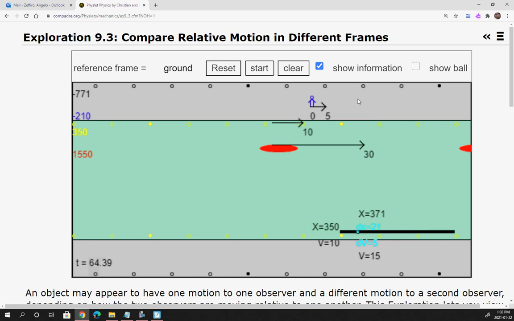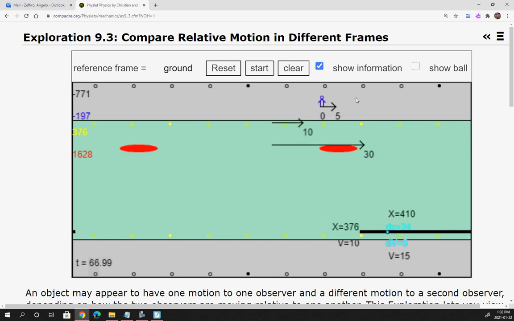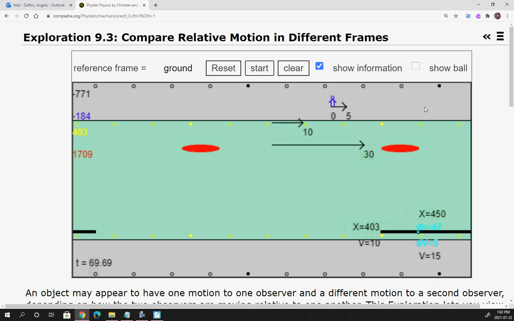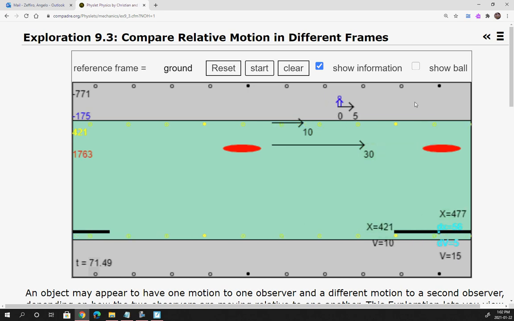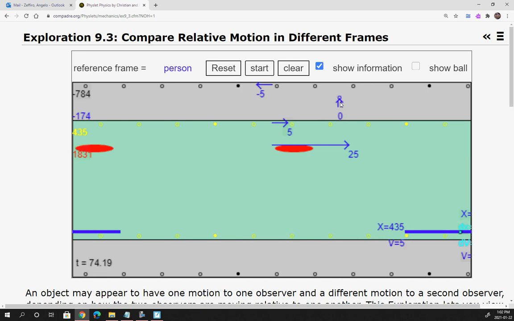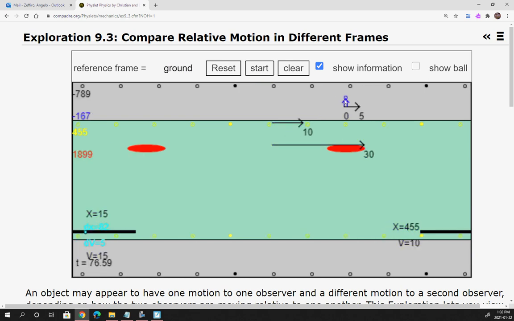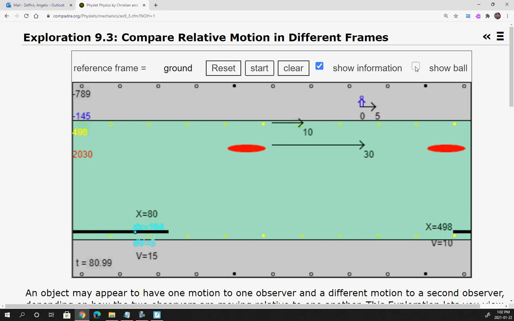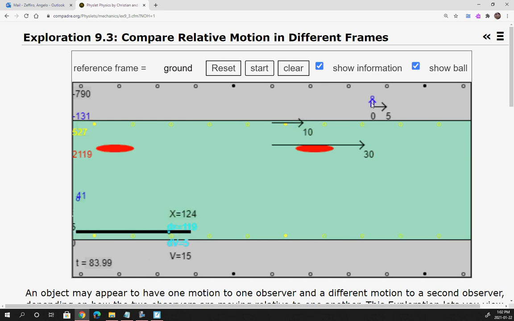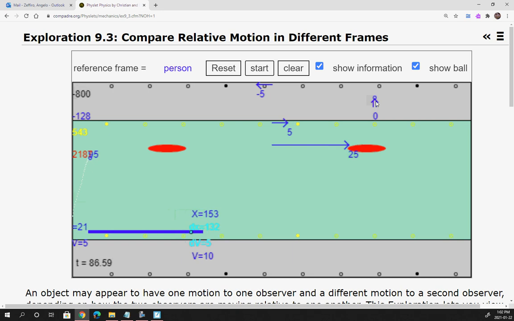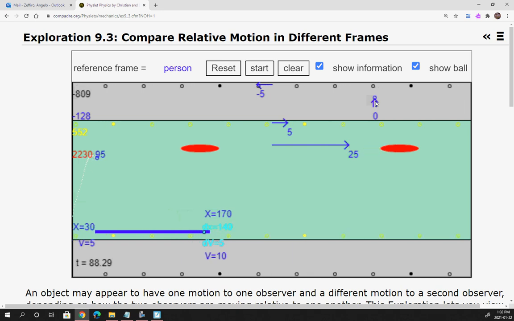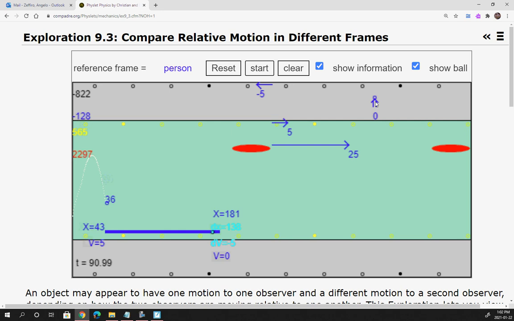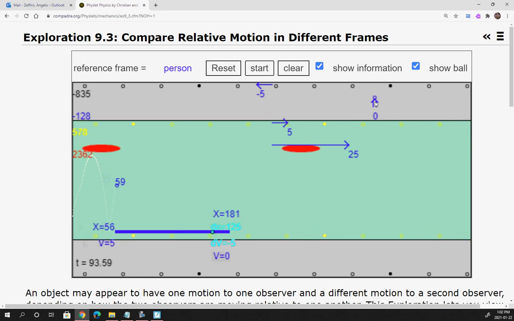Now we're going to do the same thing. We're going to throw the ball from the barge, but now we'll take a look at this from the person's point of view. Ready? So we're going to throw the ball. Come on, where's the ball? There we go. And we're going to look at it from the person's point of view. Still kind of parabolic as the person throws the ball up and down, right? Nice parabola. The person throws the ball up and down.